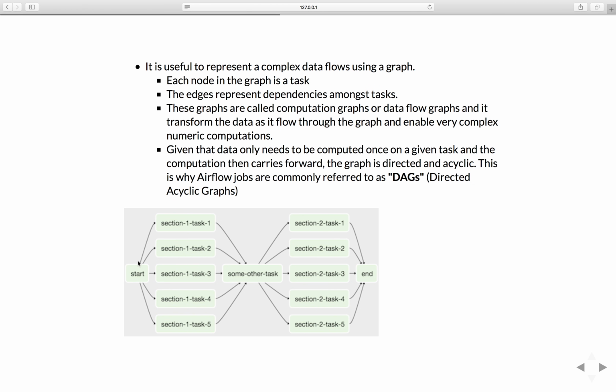So given the data only needs to be computed once on a given task, that means the data has been transformed by the computation here, and the transformed data then carries forward in one direction only. And since it's only one direction, the graph is clearly directed and acyclic. So this is why Airflow jobs are commonly referred to as DAGs, directed acyclic graphs. So I hope the explanation is clear enough for you to now understand the Airflow DAG concept.